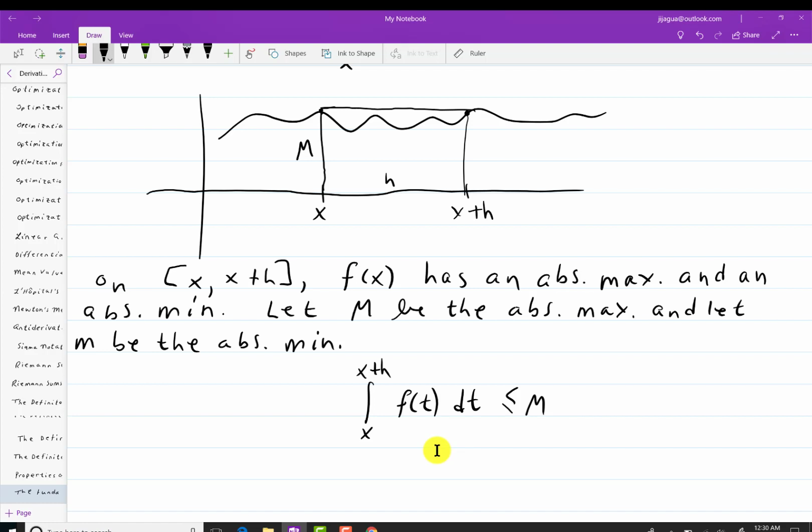And the same thing is true if you find the absolute lowest right here. Could be the absolute lowest. It's pretty clear from the picture that no matter what you get for the value of the integral, it's going to be at least as big as little m times h. Base times height is little m times h.